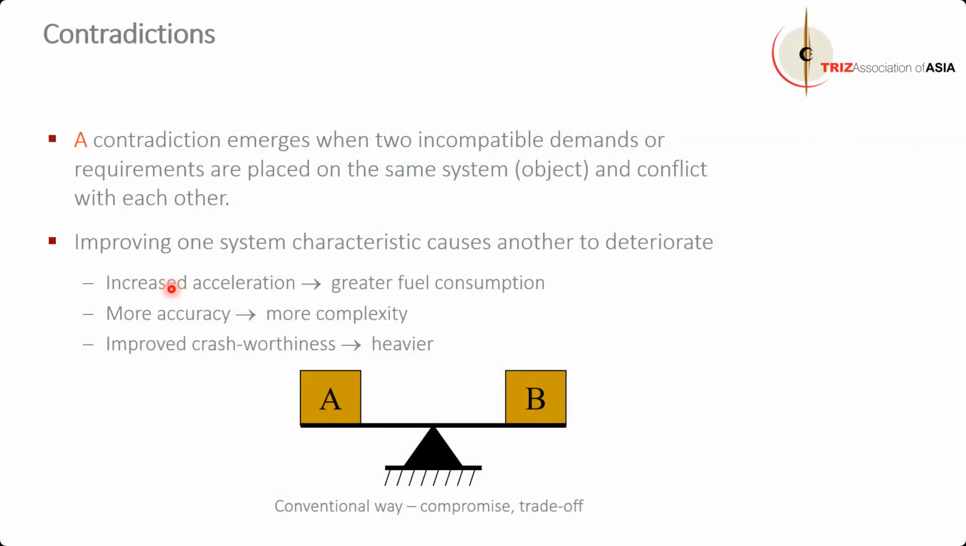A contradiction emerges when two incompatible demands or requirements are placed on the same system and they conflict with each other. So if you want to increase acceleration, fuel consumption will increase. If you want to increase accuracy, complexity will increase. For crashworthiness, the vehicle will have to be heavier, right? But if you try to bring this down, that will go up. If you try to bring that down, this will go up.